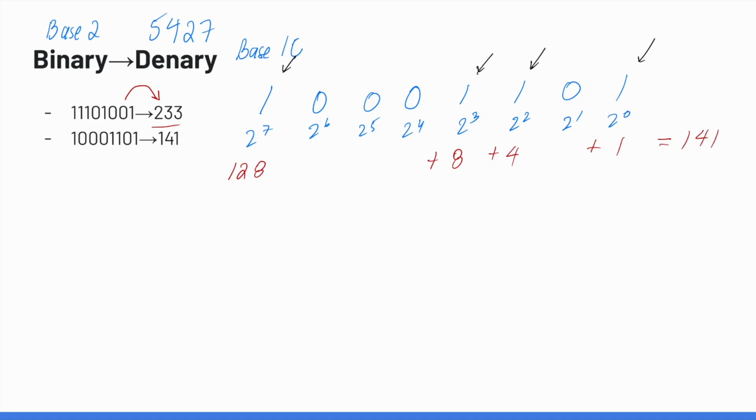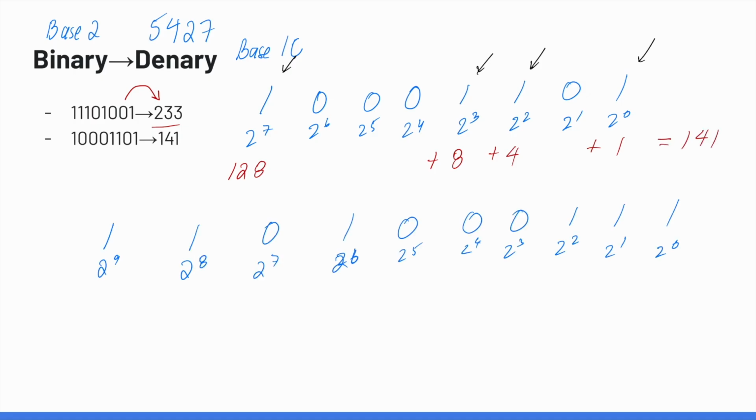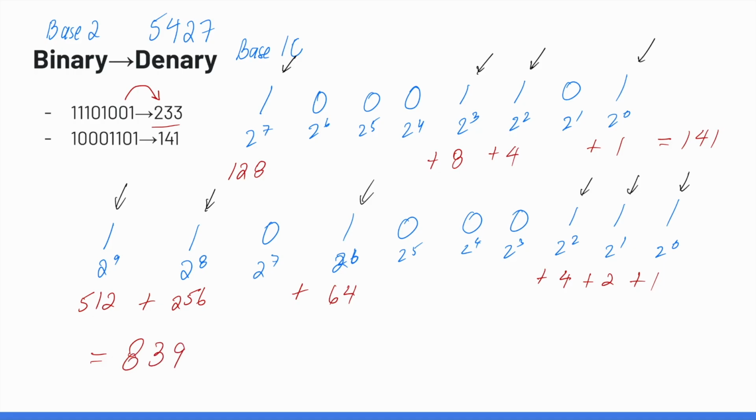Now, let's just do one more example. Okay, so now we can look at where we have 1s, and we can write out our values. So this is going to be 512 plus 256, and we don't care about the 0, so we're going to do plus 64 plus 4 plus 2 plus 1. And that's going to give us 839.